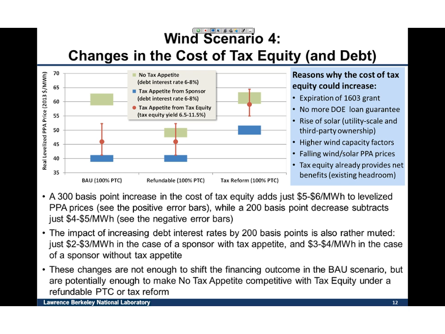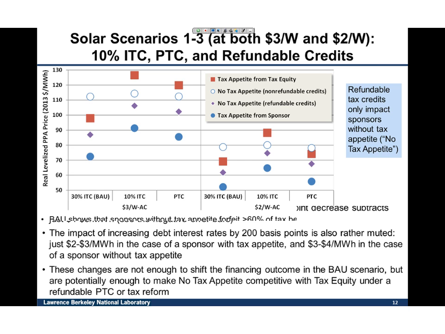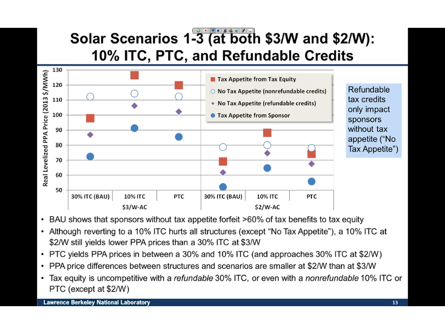Okay, let's turn now to solar. Here I'm looking at 4 different scenarios at both $3 per watt and $2 per watt AC. The business as usual scenario on the left reflects a 30% ITC. There's also the scheduled reversion to a 10% ITC in the middle column, as well as a switch to a solar PTC. And then finally, I look at all of these credits on both a refundable and non-refundable basis.